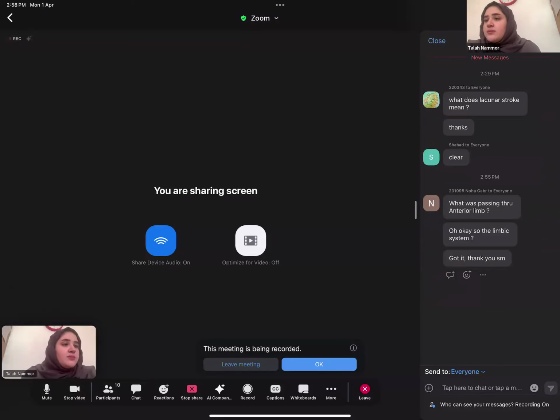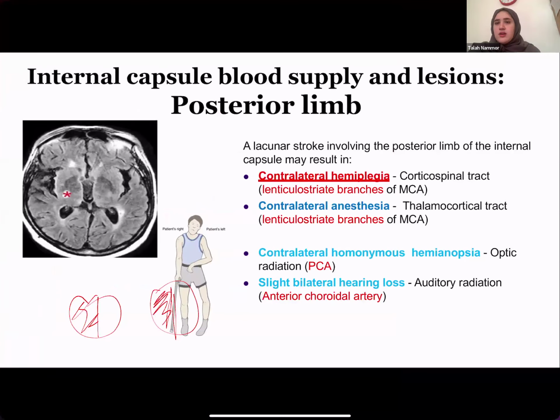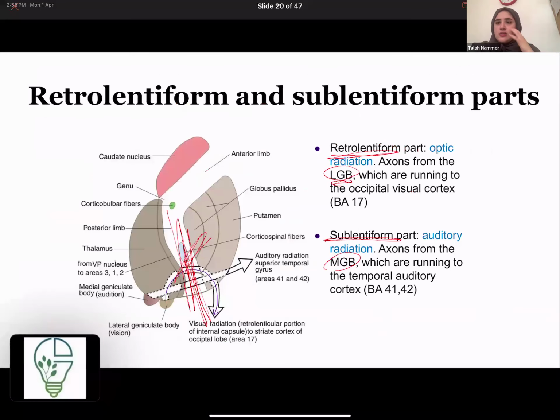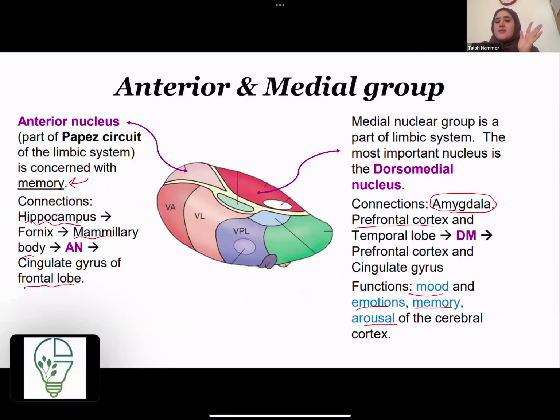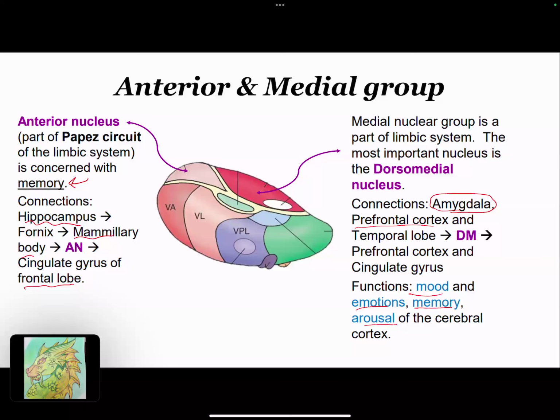Yeah, it is part of the limbic system, the anterior. We said also it's a part of the, what was it called? The Papez circuit. So, shall I move on to the basal ganglia?